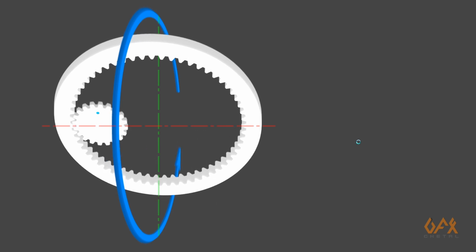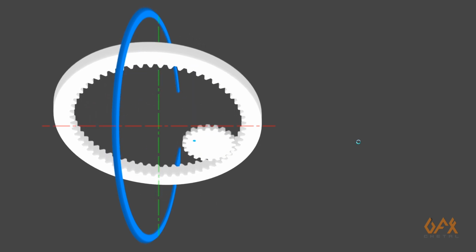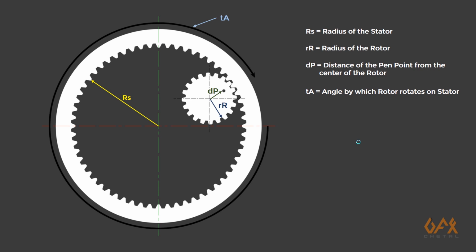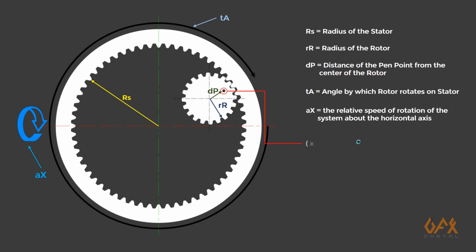Okay, so let's see what the calculation is for that. Everything remains the same, just one thing we need to work out, which is the relative speed of rotation of the system about the horizontal axis. Okay, and that is my x-axis. So now we need to find the 3D position of your pen point at time ta.